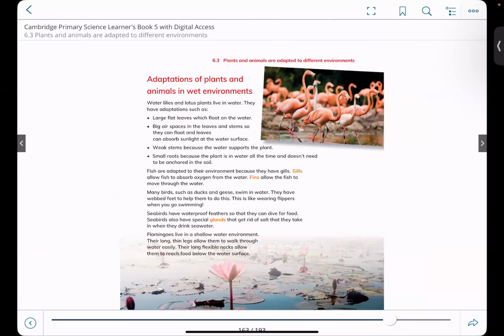Again, we talk about flamingos. So flamingos have long, thin legs that help them to walk through water easily. And they also have flexible necks so that they can look for their prey under the surface.